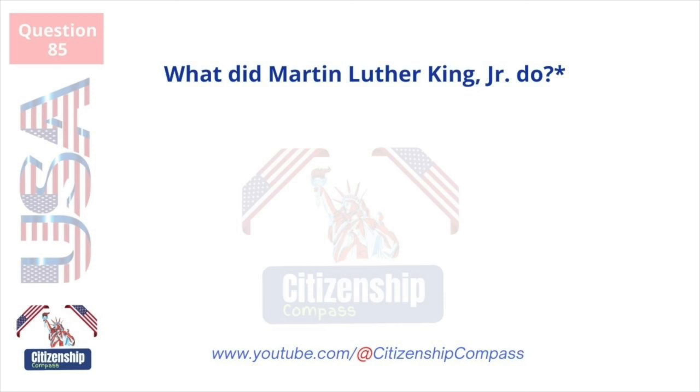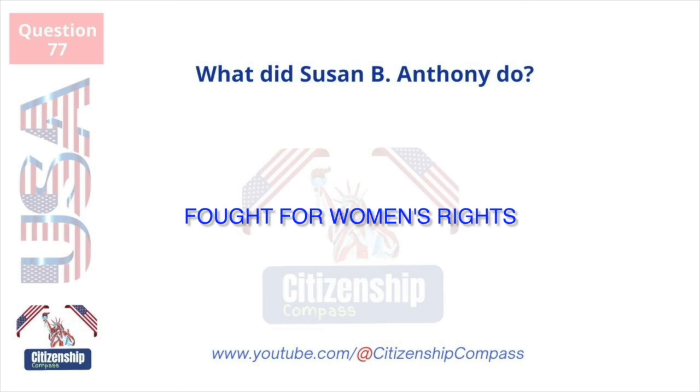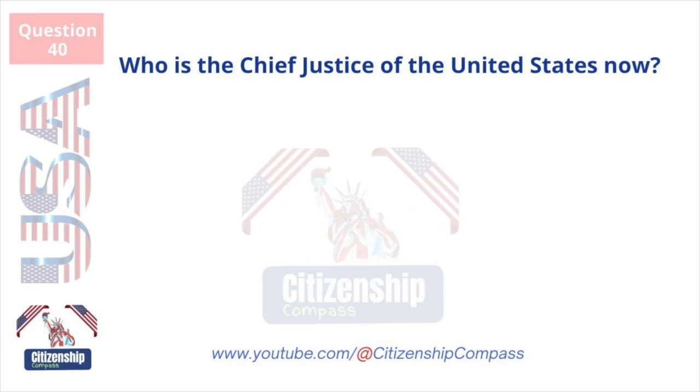What did Martin Luther King Jr. do? Fought for civil rights. What did Susan B. Anthony do? Fought for women's rights. Who is the Chief Justice of the United States now? John Roberts.